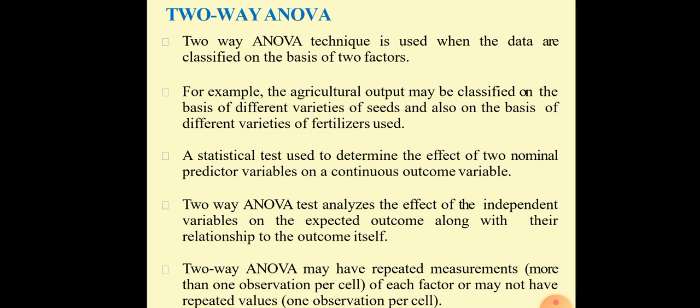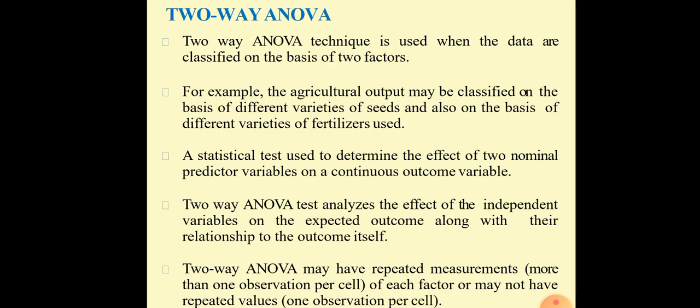So here two factors are there, like we are classifying agricultural output on the basis of varieties of seed and on the basis of different varieties of fertilizers. This kind of problem can be dealt with by two-way ANOVA.